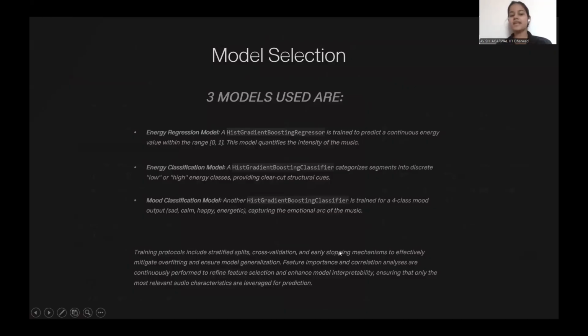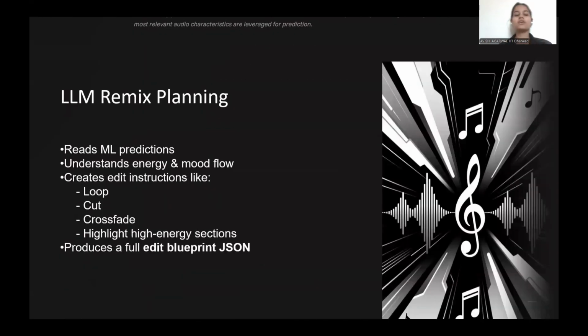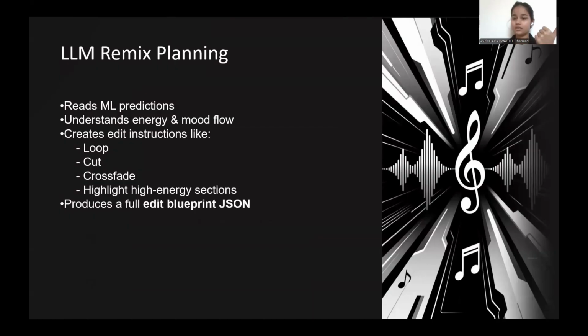So we have three models: energy regression model, energy classification model, and mood classification model. The energy regression model has a range of 0 to 1 and quantifies the intensity of the music. The classifier model discretizes the classes based on low or high energy. And the mood classification model has four classes of mood, which are sad, calm, happy, and energetic, which captures the emotional arc of the music. Moving on to LLM remix planning, it reads the ML prediction, understands the energy and the mood, edits the file, and then produces a JSON file.